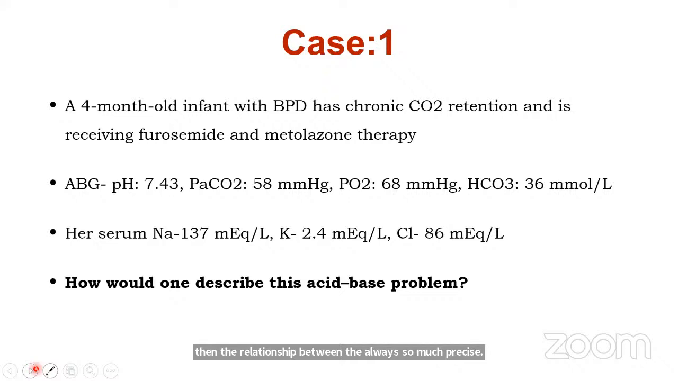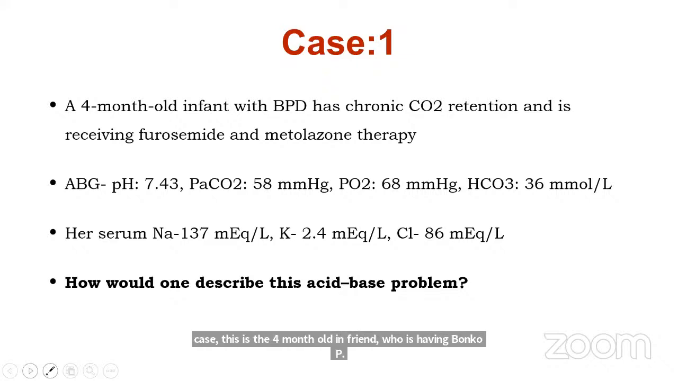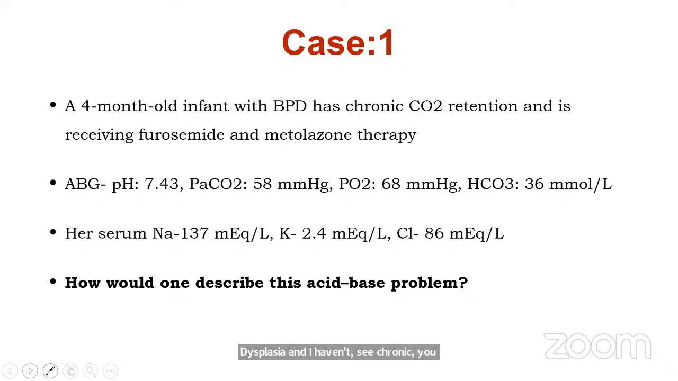In this case, I will be taking up the first case. This is a 4-month-old infant with bronchopulmonary dysplasia and chronic CO2 retention, receiving furosemide and metazolamide therapy. One blood gas was done showing pH of 7.43, PCO2 of 58, PO2 of 68, and bicarbonate of 36. Sodium is 137, potassium is 2.4, that is low, and chloride is 86, that is also low. You can guess the probable acid-base disorder of this patient.